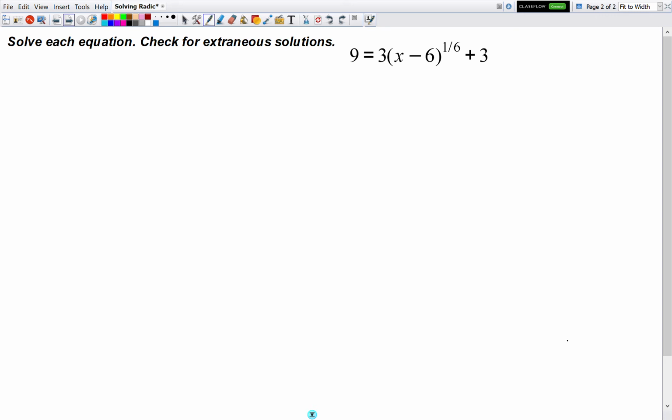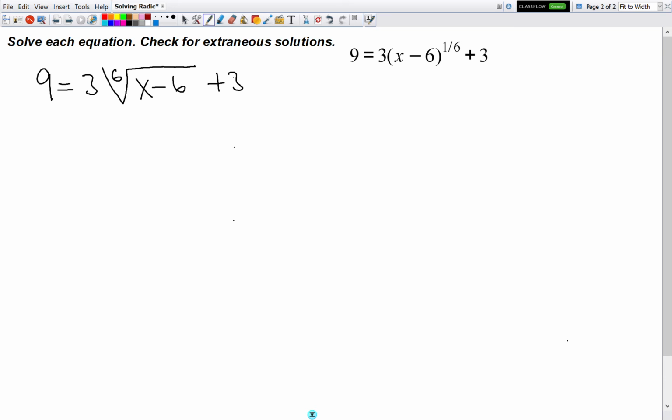Okay, so let's do this one. We're going to do the exact same first step that I did in the previous problem. I'm going to get rid of that 1/6 that's in the power spot, and I'm going to write it as a 6th root radical. So I put a 6 right there, and since there's a 1 on the top, that means I have a single x minus 6. And then the 6 is on the bottom, so that tells you what kind of radical I have. It's a 6th root radical.